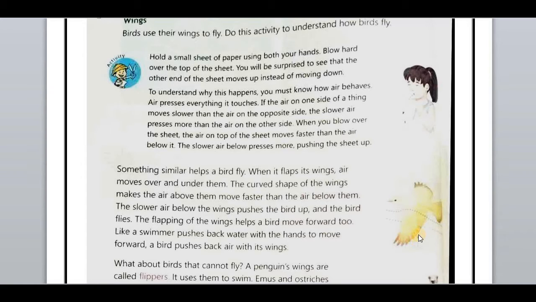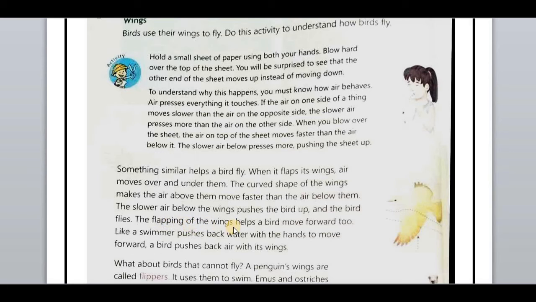The slower air below the wings pushes the bird up and the bird flies. So how does the bird fly? The slower air below the wings pushes the bird up and the bird flies.